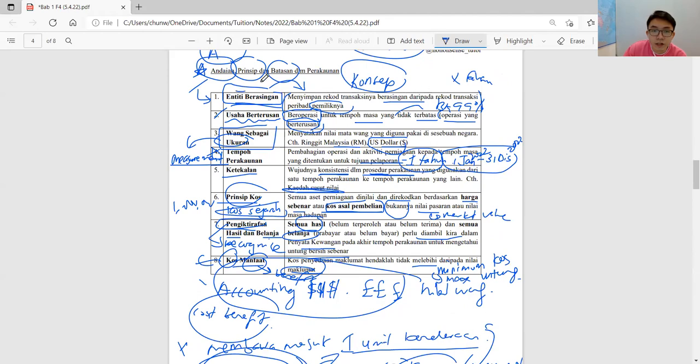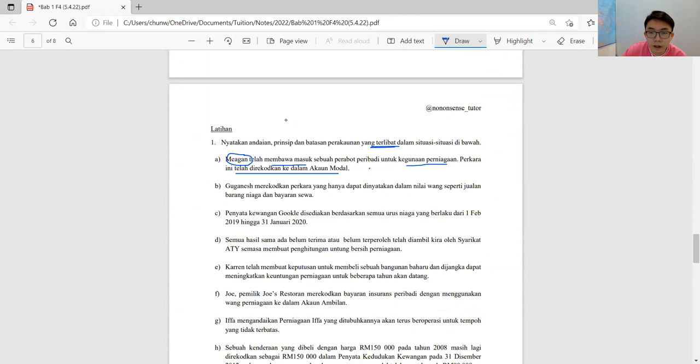So when you go back to here, what is it? Menyimpan rekod transaksi. So the answer is entiti berasingan. Whenever you see membawa masuk or mengambil barang, that is entiti berasingan. Or you see a pemilik here. These are all the keywords. Now B. Guganesh merekodkan perkara yang hanya dapat dinyatakan dalam nilai wang, seperti barang yang kena bayaran sewa. Can you see that? Dia hanya rekod apa-apa yang dalam nilai wang. What is nilai wang? For example, in Malaysia that will be RM, or in the US it will be US dollar. So what is the answer for B?